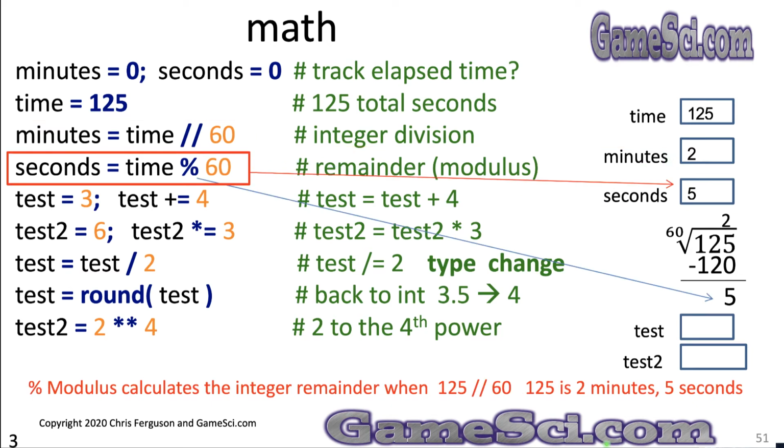Well, how do I know the leftover seconds? We're going to use something called the remainder or the modulus operator. We're going to do time modulus 60. Now, what does the modulus operator do? It calculates the remainder after the division. So when 60 divides into 125, it divides into it twice. But we subtract out the 120, 2 times 60, and we have a remainder of 5 after the division.